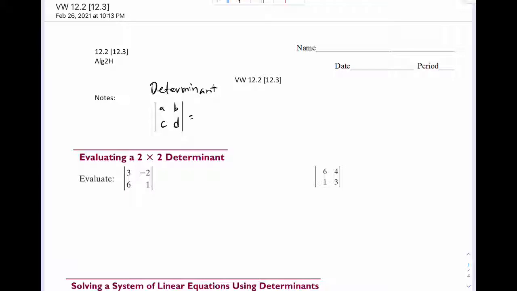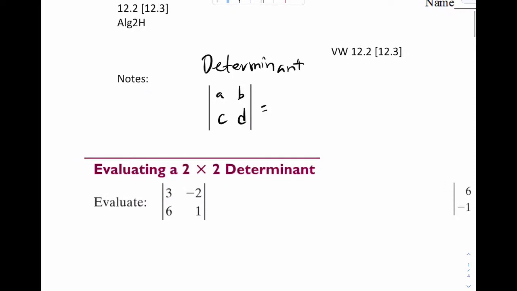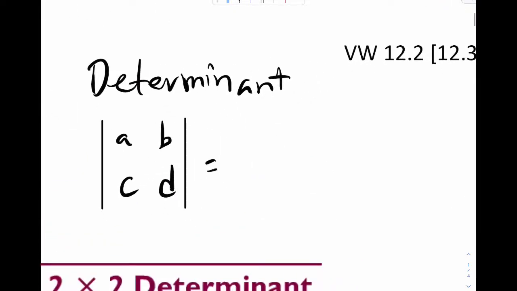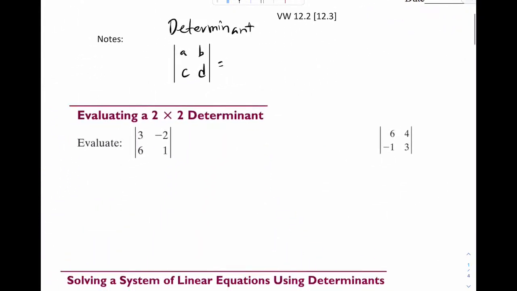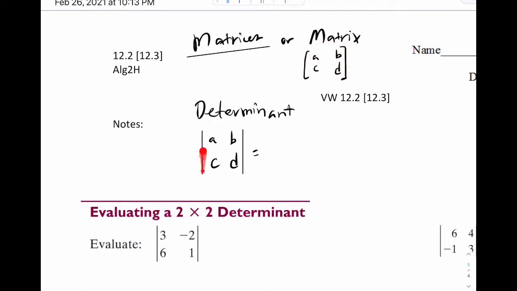Welcome to VW 12.2. Today we're going to finish up chapter 12, which is pretty short, by starting with this concept, the determinant. So the determinant is an operation in the topic of matrices. This is our general topic, or matrix for singular. And a matrix is basically like a collection of numbers, like this. A determinant is when you take this collection of numbers and put these straight bars. It kind of looks like absolute value.